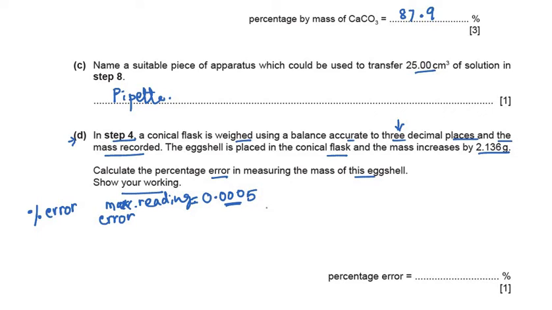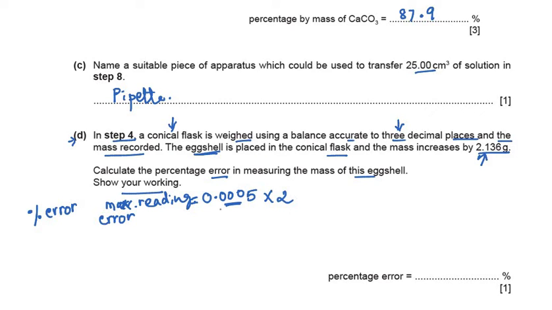Okay. Now how to calculate the maximum percentage error? We are using the balance twice. Why? Because first we weighed the conical flask and again we reweighed after adding the eggshell powder. So we got the balance reading twice. After the difference we got the answer as 2.136 gram. So since we use the balance reading twice, the maximum error should be multiplied by 2 to get our percentage error.